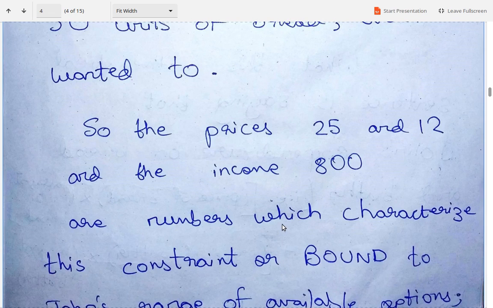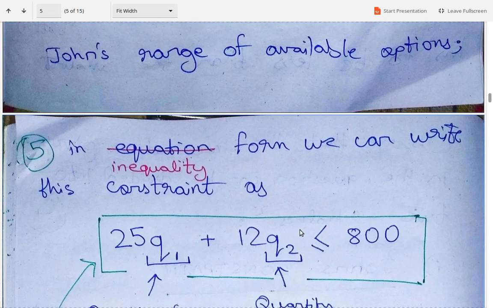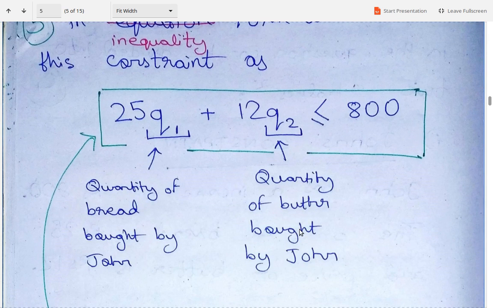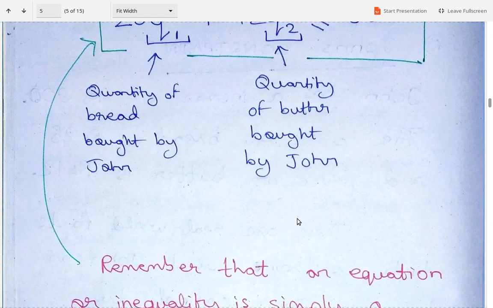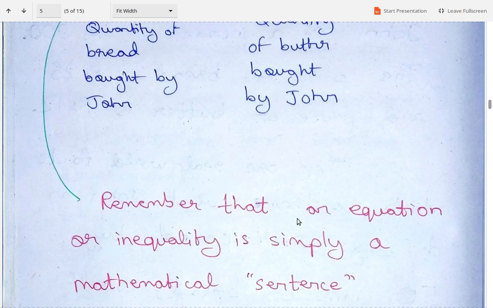So the prices 25 and 12 and the income 800 are numbers which characterize this constraint or bound to John's range of available options. In inequality form, we can write this constraint as 25q1 plus 12q2 less than or equal to 800, where q1 is the quantity of bread and q2 is the quantity of butter bought by John.